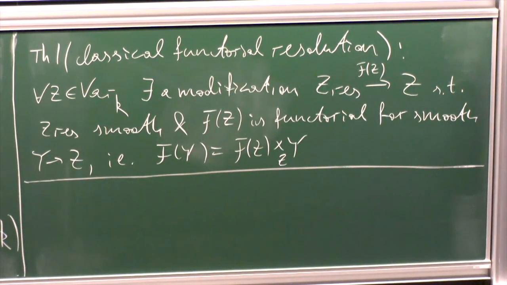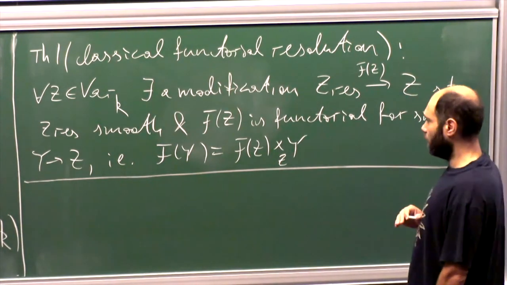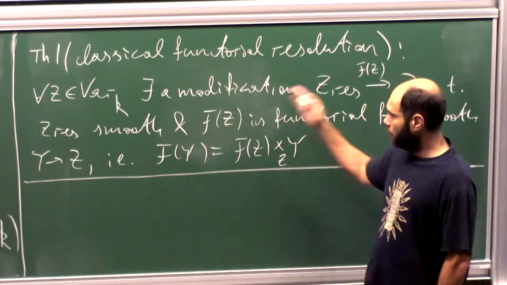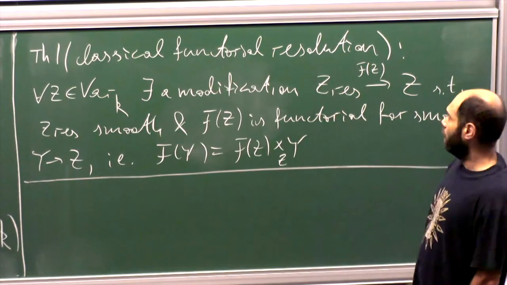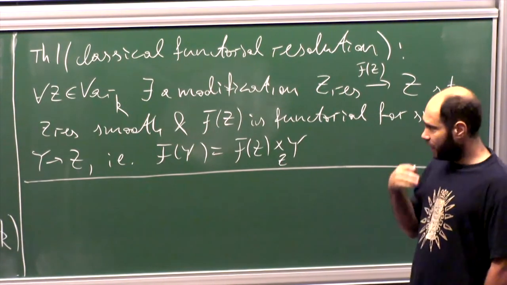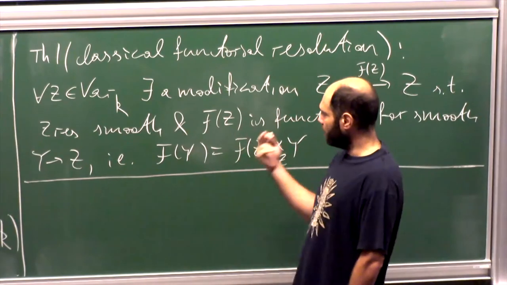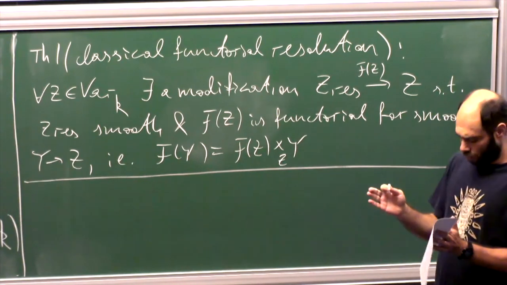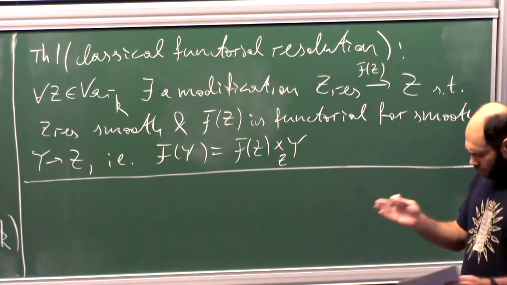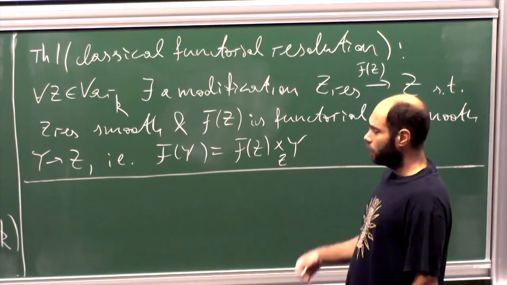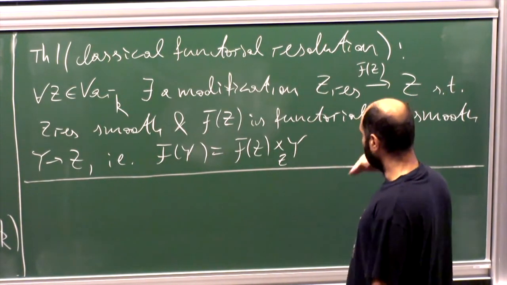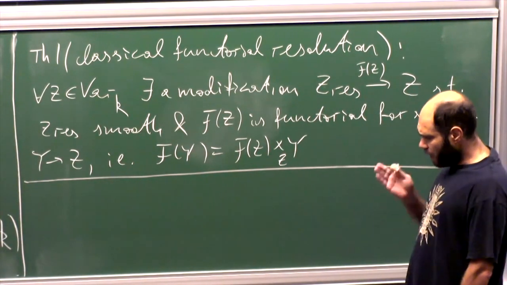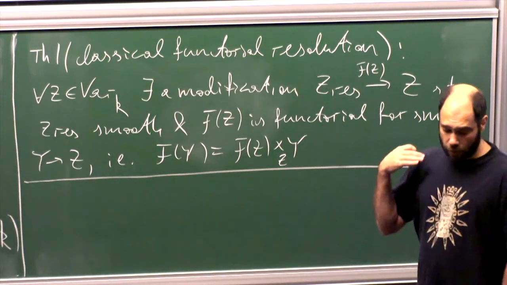Just to mention a few names, I'll not write on the board: this was proved without functoriality, just existence for any Z separately, by Hironaka in 64. When it was done canonically, it is at least compatible with all automorphisms. Canonical was done, I think, in the beginning of the 90s by Bierstone–Milman and Villamayor. And later, Wlodarczyk in 2000 actually showed that, in fact, this is even better. This is functorial for smooth morphisms. There are many different descriptions of this algorithm, but it's always the same algorithm.